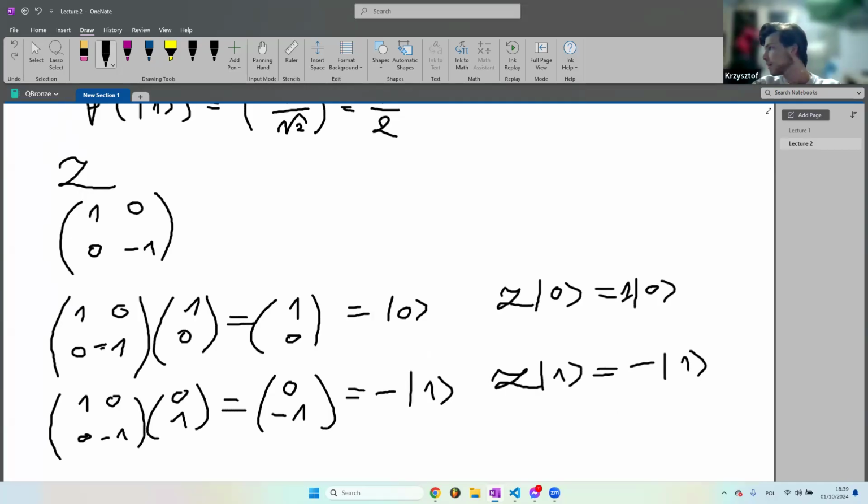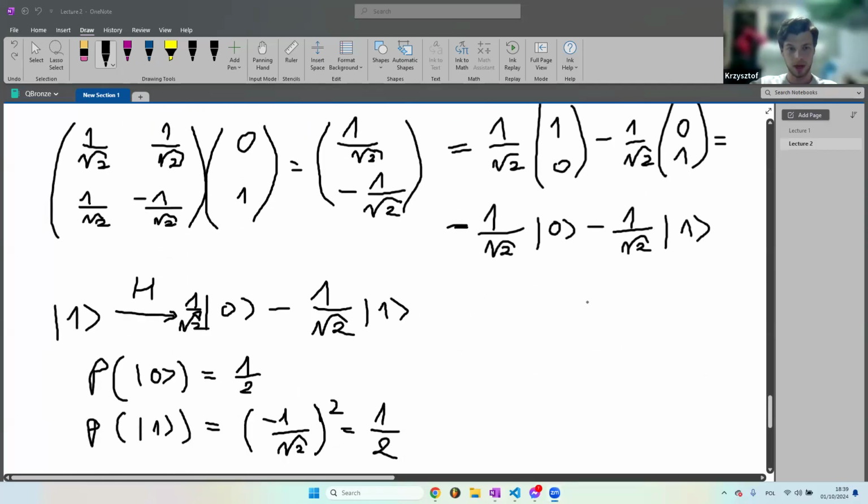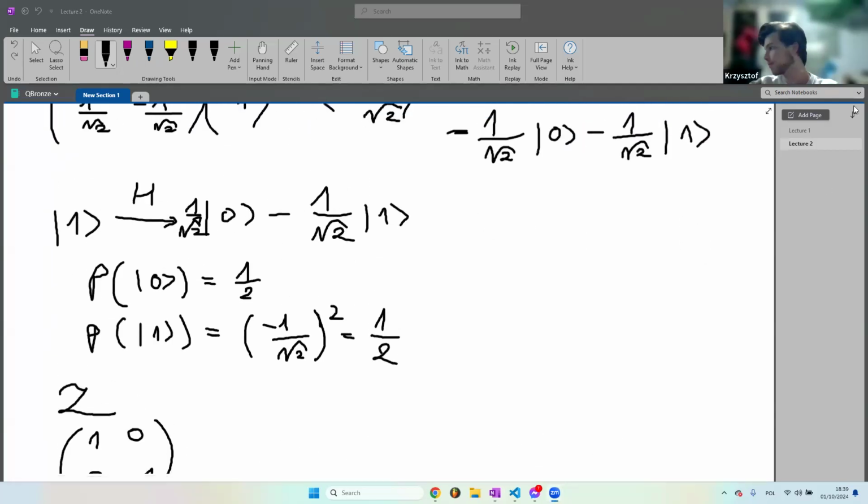Okay, I'm reading the chat now. If you have any questions, you can also raise your hand. Oh yeah, here's a quick introduction to applying the Hadamard gate twice. We can see how that goes. In a moment we'll calculate this.